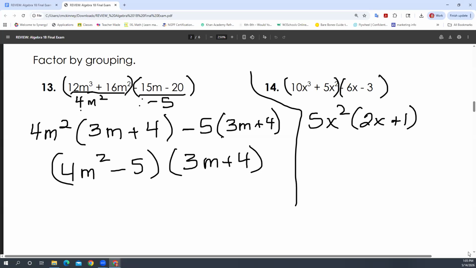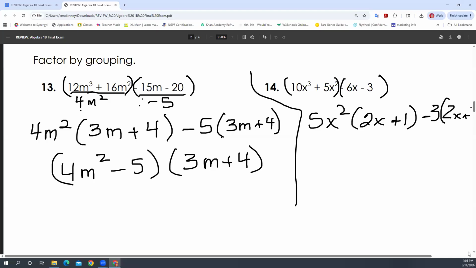And then for the second part, negative 6. So it's negative, and then 6 and 3 have a 3 in common. And when I divide both of those terms by negative 3, I get 2x plus 1.